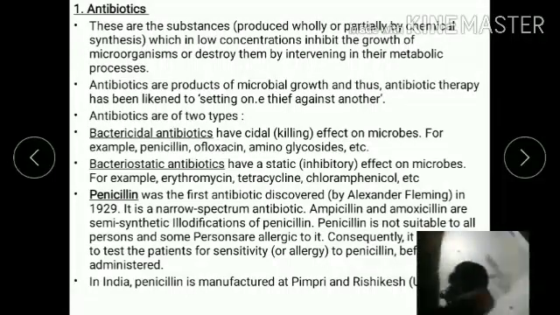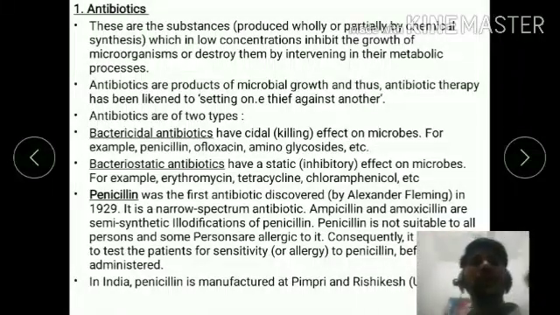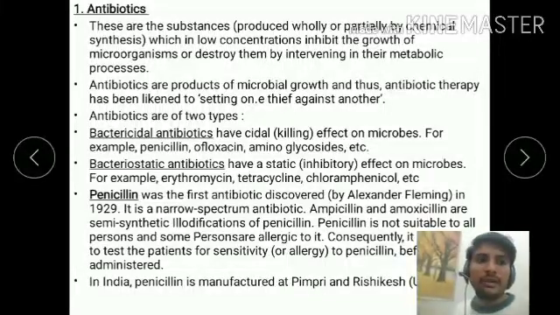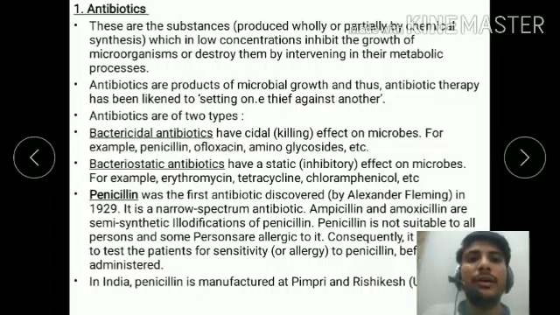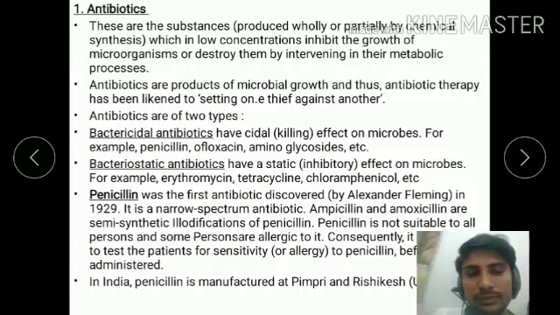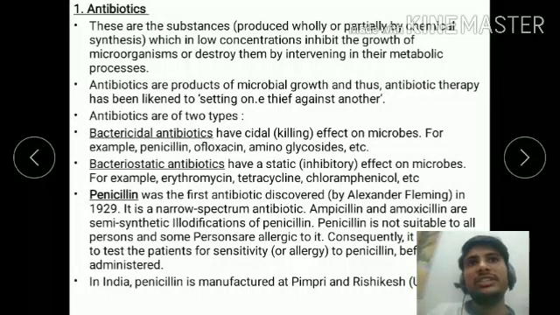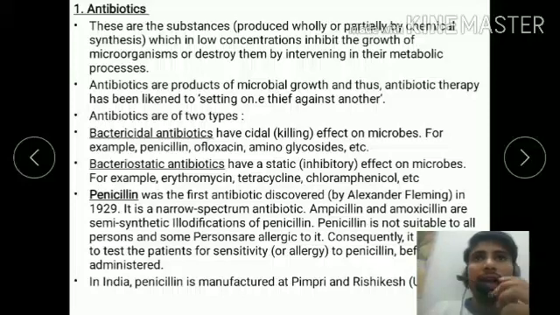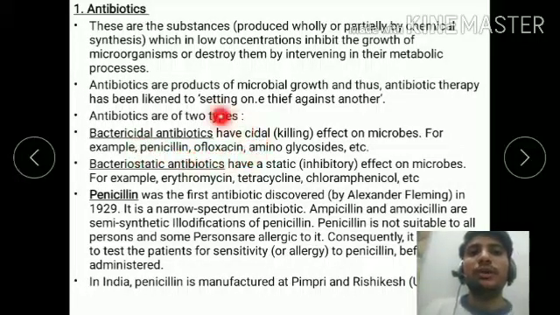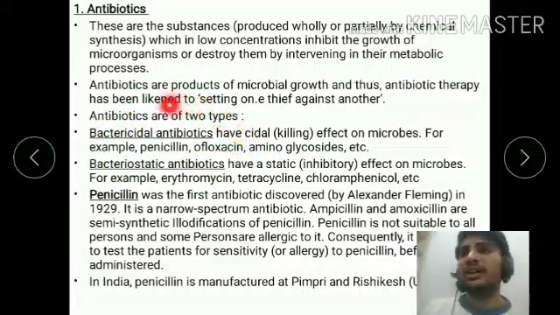There are two types of antibiotics. First one is bactericidal antibiotics, and second one is bacteriostatic antibiotics. Bactericidal. What is the meaning of cidal? Cidal means killing microorganisms. So bactericidal antibiotics have the effect of killing microorganisms, and examples are penicillin and ofloxacin. These two important medicines you can see in your markets.